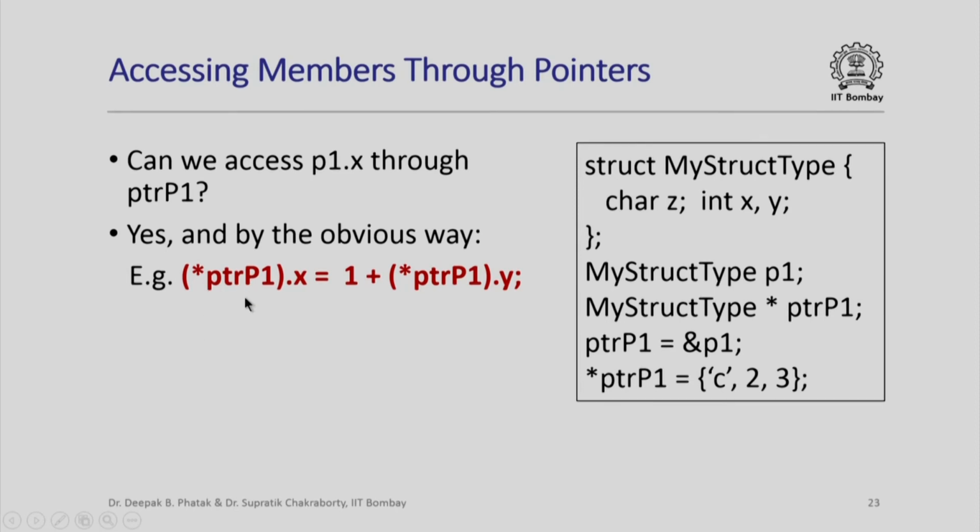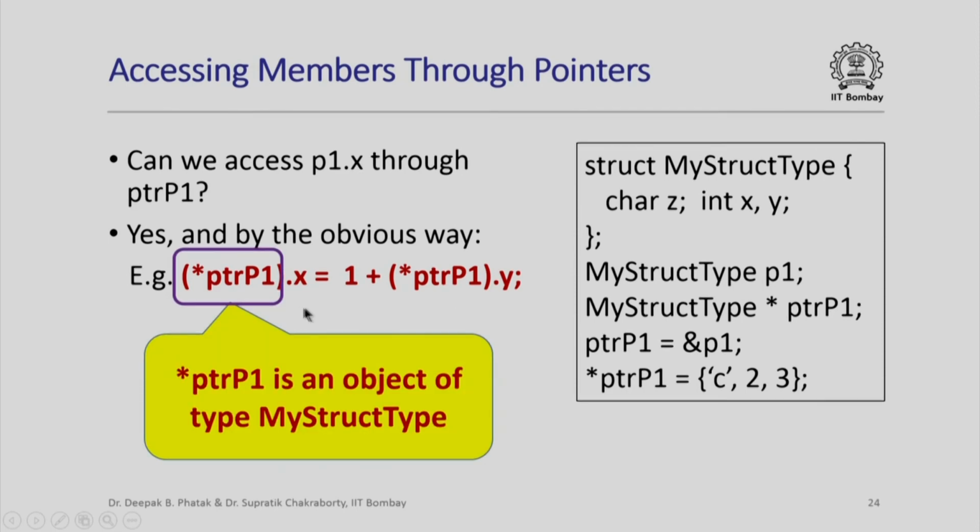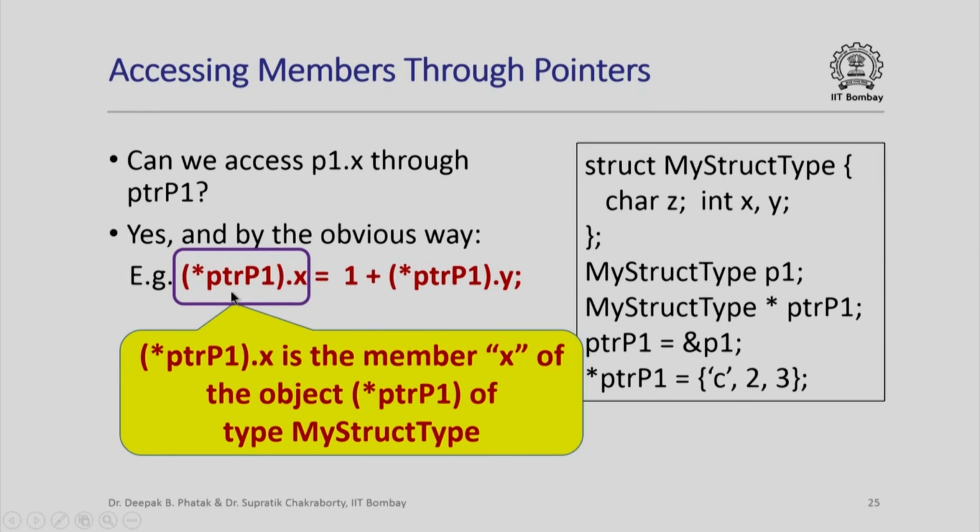Since star pointer P1 was allowing us to access the contents of the memory locations whose starting address was given by P1, and these contents were being accessed as an object of type mystruct type, I could simply say star pointer P1.x, and I will be accessing the member X of the object star pointer P1. So I could have this assignment statement in which I am accessing the member X of the object star pointer P1 and updating it to 1 plus the value of member Y of the object star pointer P1. Now in C++, the way to read this is that star pointer P1 is an object of type mystruct type. So star pointer P1.x is the member X of that object.